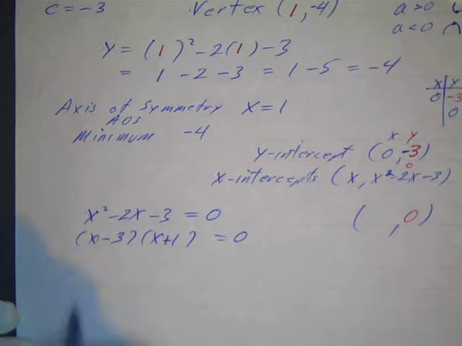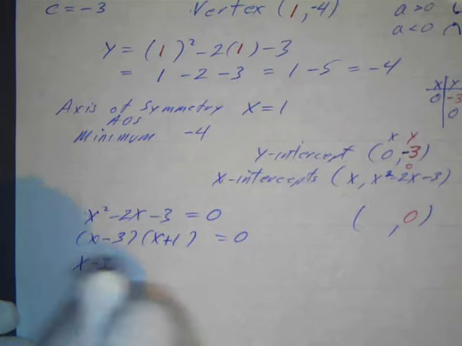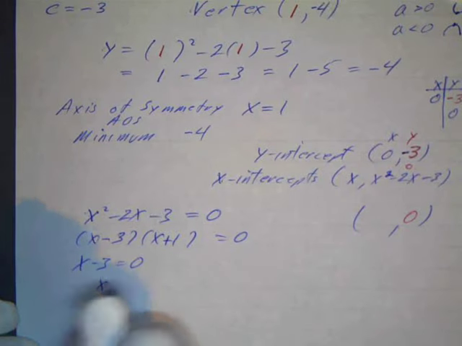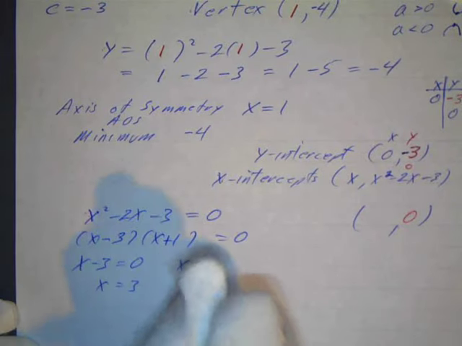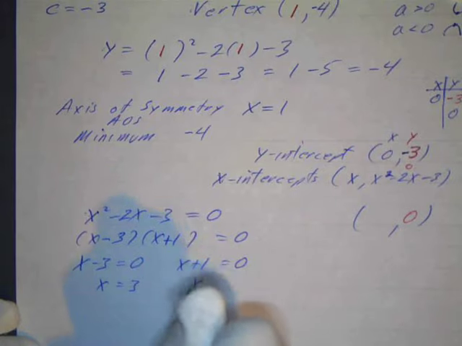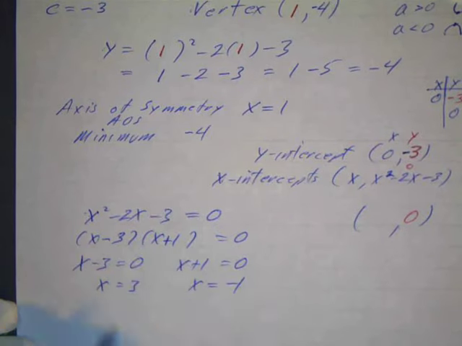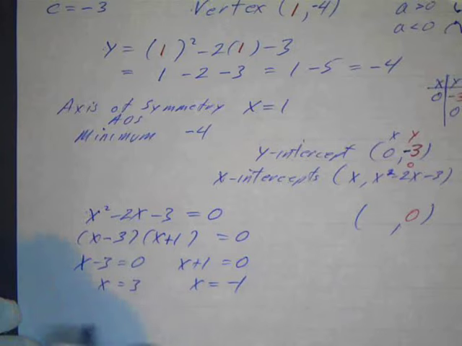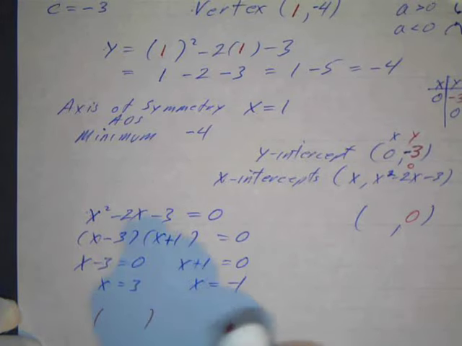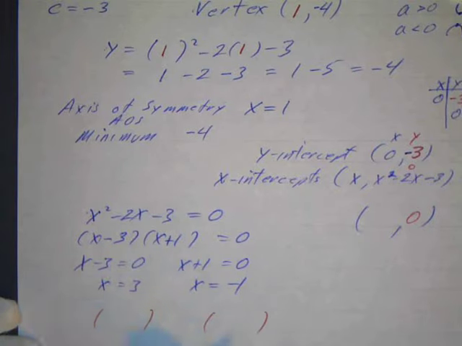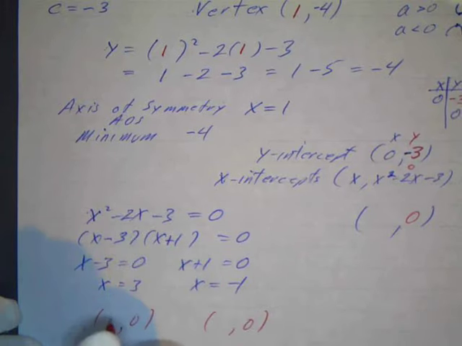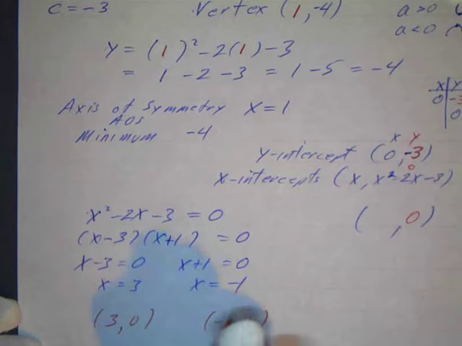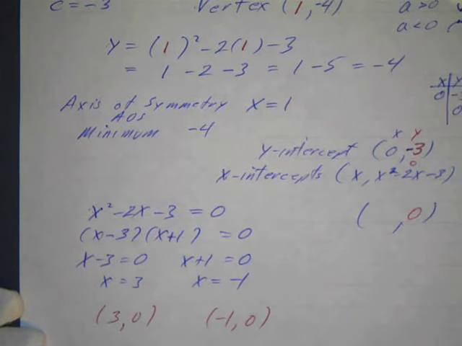And then I can solve both these equations. X minus 3 equals 0. That means that x equals 3. Or x plus 1 equals 0. That means that x equals negative 1. And those are my x-intercepts. And remember, the y is 0. So in this case, x is 3, or x is negative 1. So those are your x-intercepts.